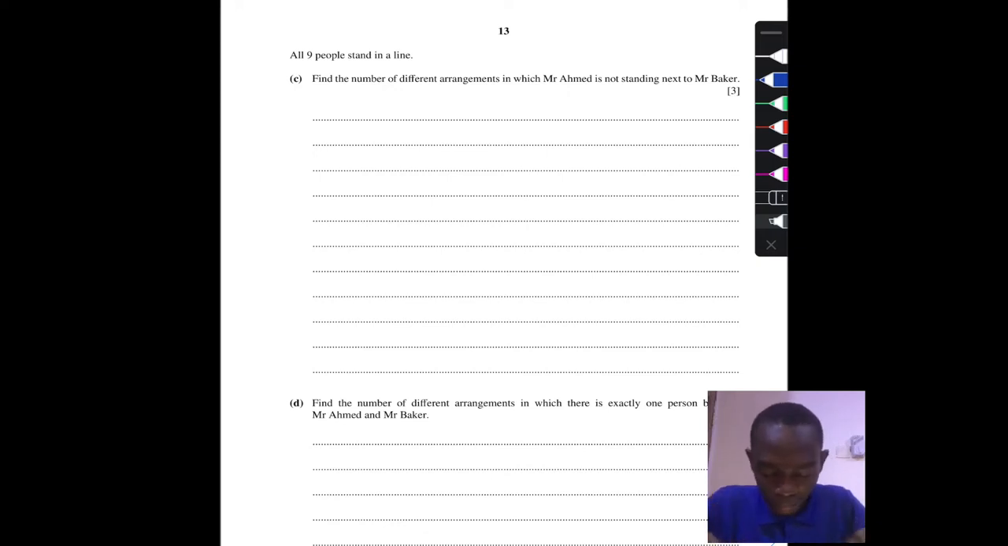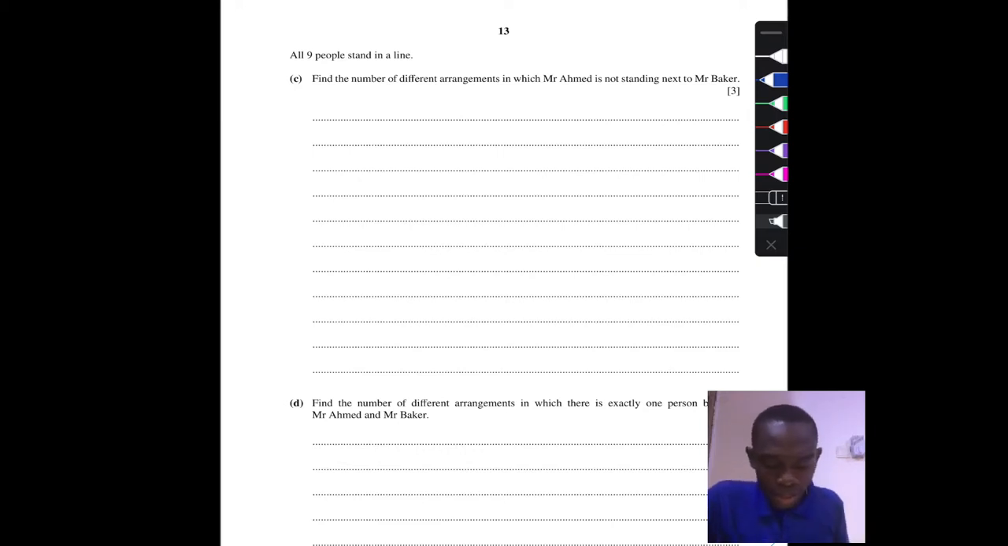They hate each other. So what is the skill here? What is the trick here? Well, the question tells us that 2 people cannot be together, but doesn't say that the remaining 7 people cannot be together. So you start by arranging the 7 people. Now this family is made up of Ahmed, the wife, the 2 children, Mr. Baker, the wife, the 3 children.